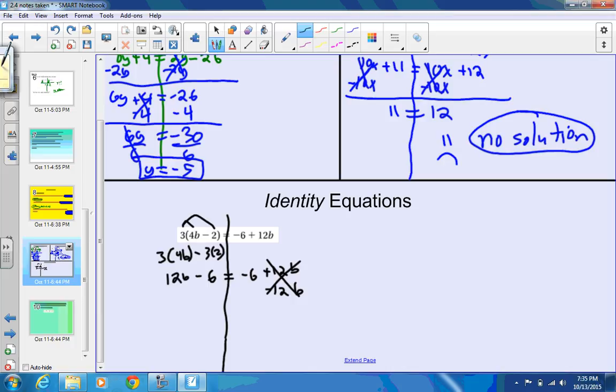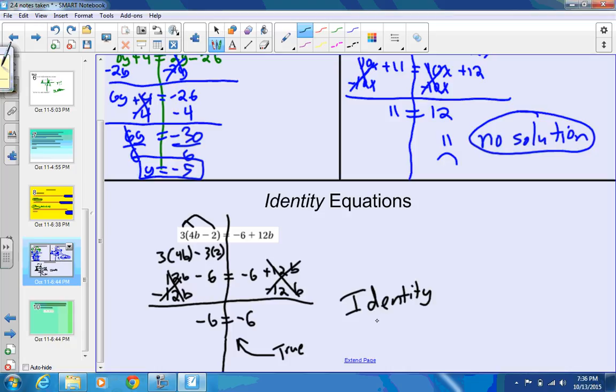Not just the b, not just 12. The whole 12b. So we have to do this over here as well. And 12b minus 12b, that is gone as well. But what's left is still this minus 6. And over here is also a minus 6 or a negative 6. Those are true. Now, there's no variable terms left, but negative 6 equals negative 6. So that's true. So the answer would be it's an identity.